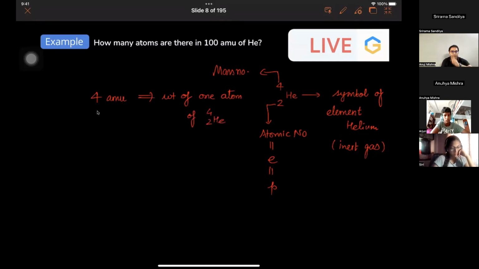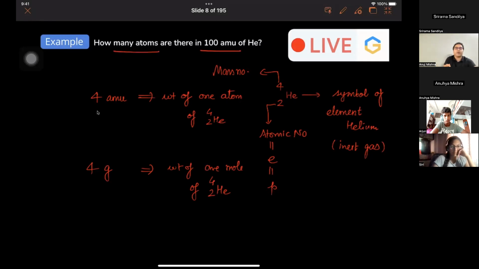Clear? And 4 grams is the weight of 1 mole of 2He4. I hope all of us know this information. So can you do simple maths and tell me the answer for this question? How many atoms are there in 100 AMU of helium? They're saying if 100 AMU of helium is given to you, how many atoms will be there to show this much weight? Okay, let me check the answer in the chat box.